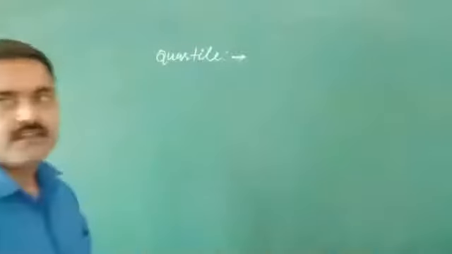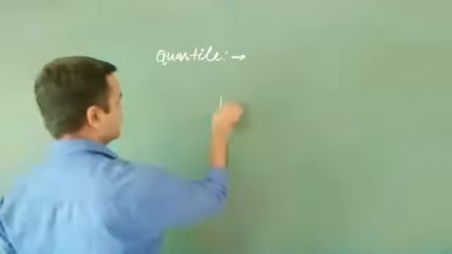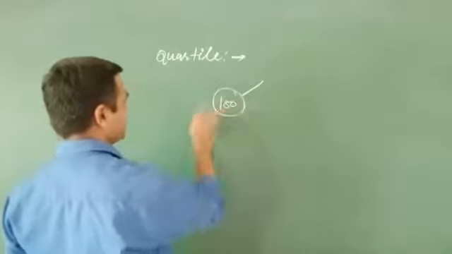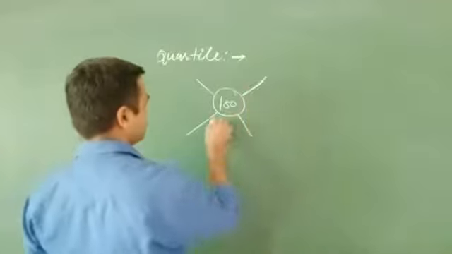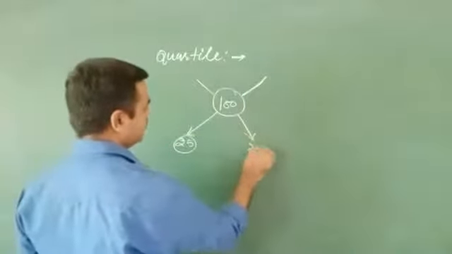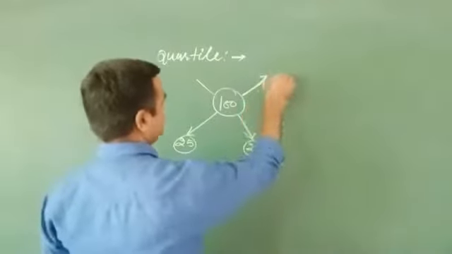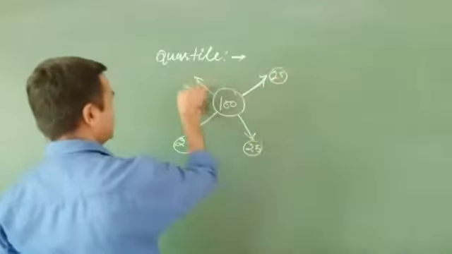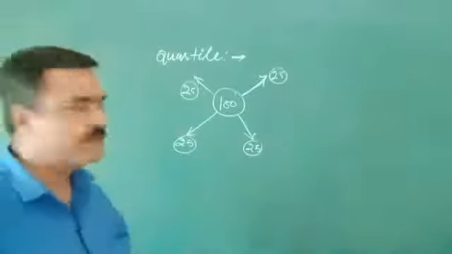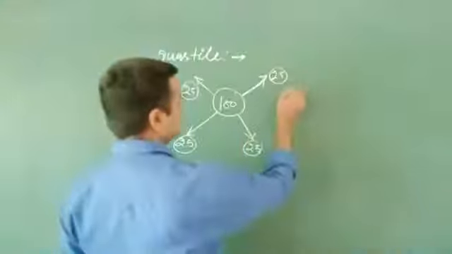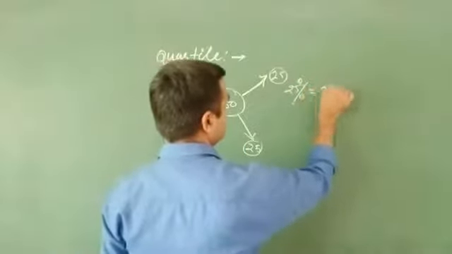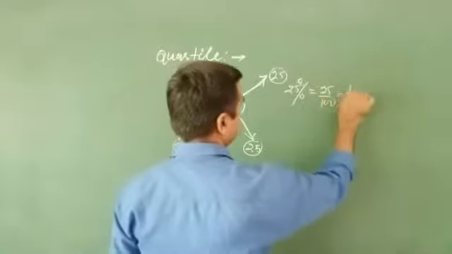Suppose that here is 100 and you divide this 100 into 4 parts. Each part is of 25, 25, 25 and 25. 4 parts. Each part is of 25, or you may say 25%. 25% equal 25 divided by 100 equal 1/4.